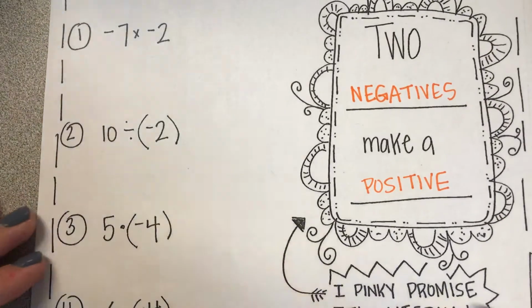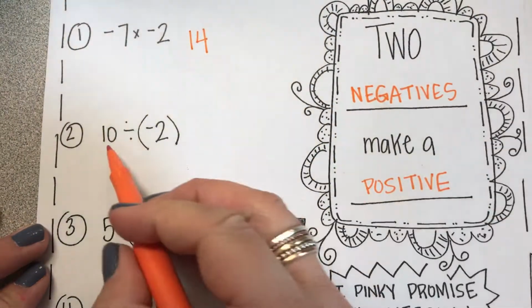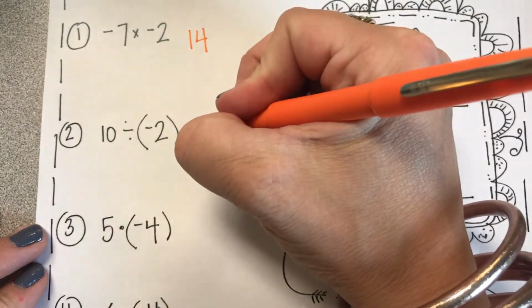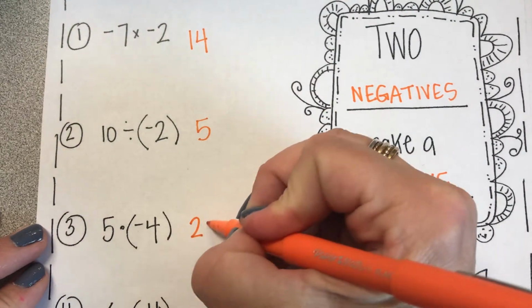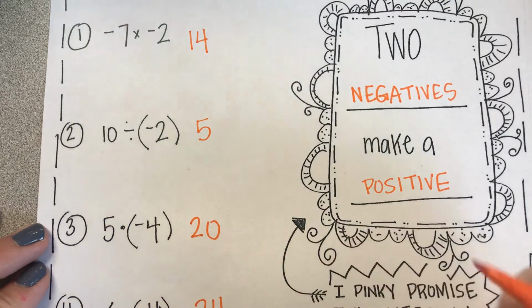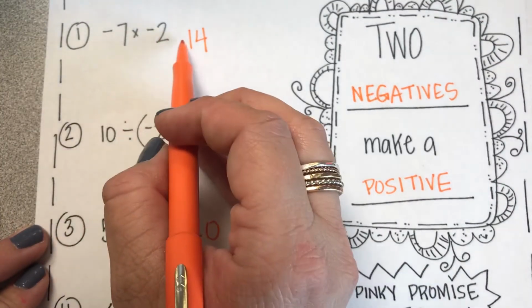So for example, on number 1, 7 times 2 is 14. Okay, let's look at this one. We'll talk about the signs in a second. 10 divided by 2 is 5. 5 times 4 is 20. 6 times 4 is 24, right? The operations are normal. So now, two negatives make a positive.